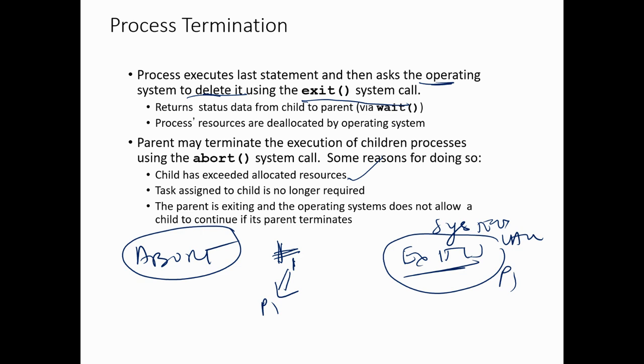And the parent is existing, and the operating system does not allow a child to continue if the parent terminates. So if the parent is terminated, we don't want the child to be present inside the particular system call, particular tree. So we don't want the child's process to be executed. So we'll abort it. Clear about process termination and exit?